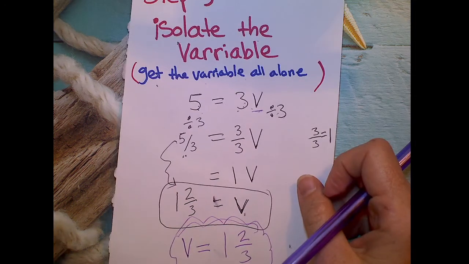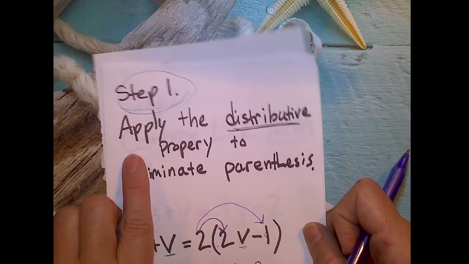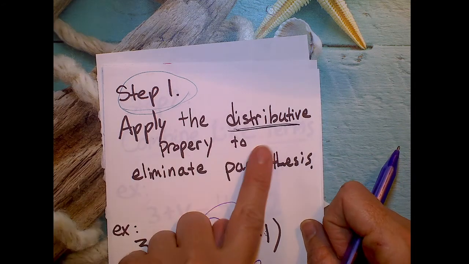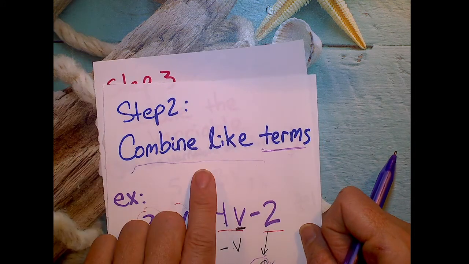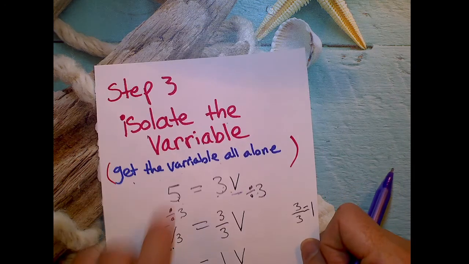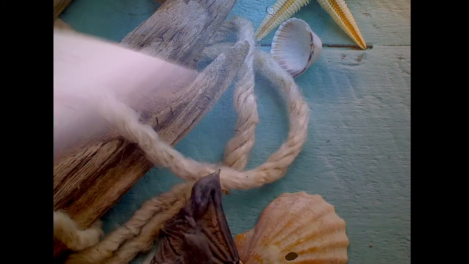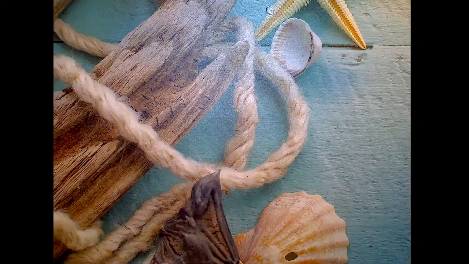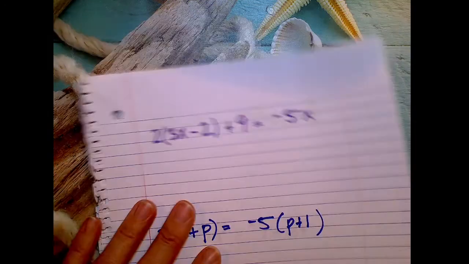Please remember the steps that I've taught you. You're going to be doing them on our homework. Step 1, apply the distributive property to eliminate parentheses. Step 2, combine like terms. And step 3, isolate the variable, meaning get the variable all alone. Okay, let's do some problems together. First problem.